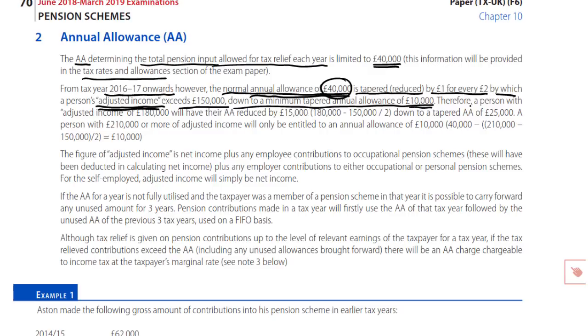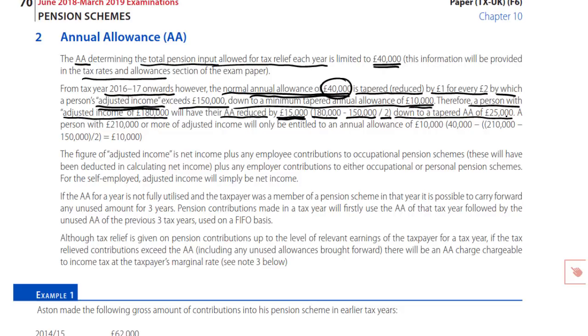So just to illustrate, a person with adjusted income of £180,000 will have their AA reduced because, of course, the 180 exceeds the 150 by how much? That's 30,000. Divide by 2 is a £15,000 reduction. Take that away from your annual allowance of 40,000, it'll reduce it down, therefore, to a tapered annual allowance of 25. 40 minus 15 will be £25,000.